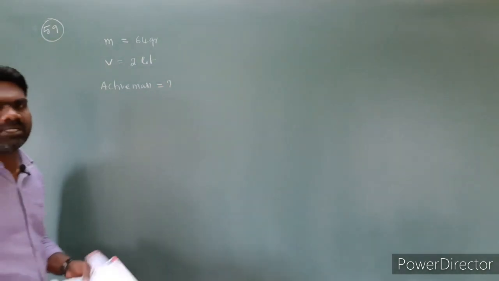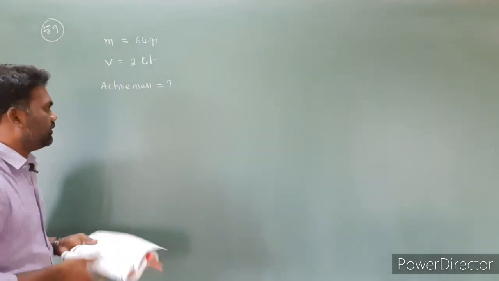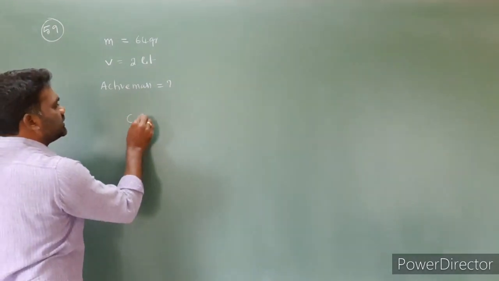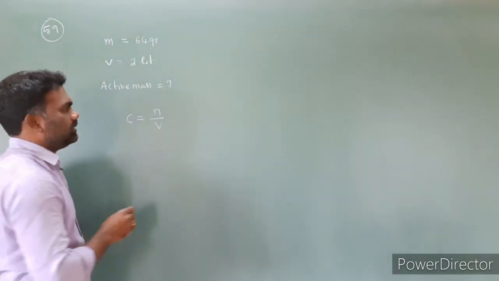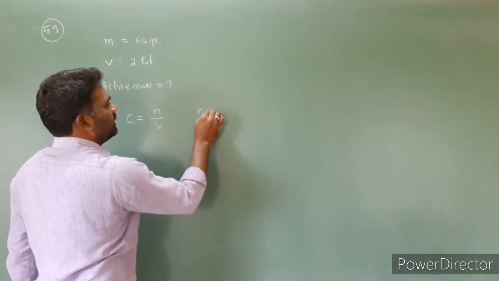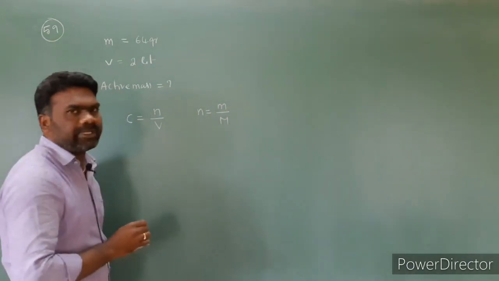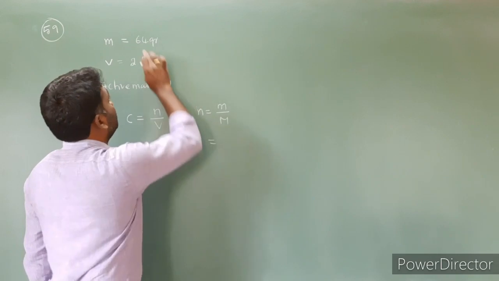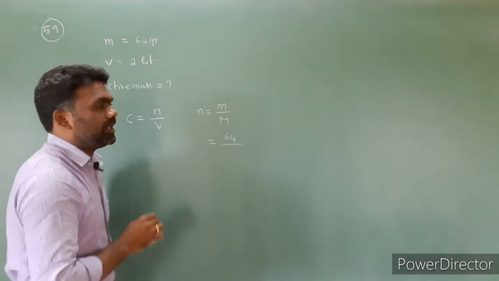Active mass is nothing but concentration, that is molarity, which we have to find out. C is equal to the formula n by V. So n we have to find out. n is equal to mass by molar mass. Mass is given, how much? 64, so 64 by molar mass of HI.